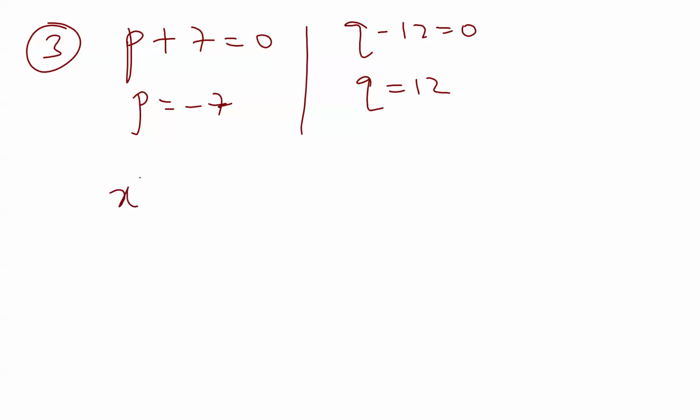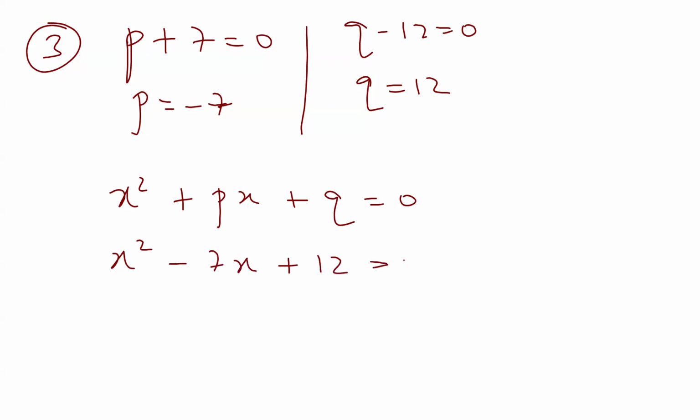So now x square plus px plus q is equal to 0. Put the values of p and q. So p is minus 7 and q is 12. Now you can factorize this. You can split the middle term. Okay. You can also apply formula method over here, discriminant method over here, not really a problem.